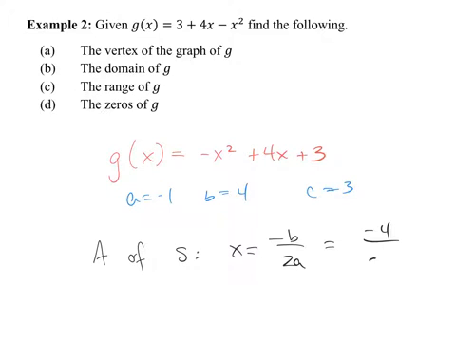Negative b over 2a will give me simply 2. It's not always going to be 2. The last problem had 2 also. It's just a coincidence. So if that's the axis of symmetry, x equals 2, and I want the vertex, I know that I'm going to have a 2 already. Again, the axis of symmetry is x equals 2.